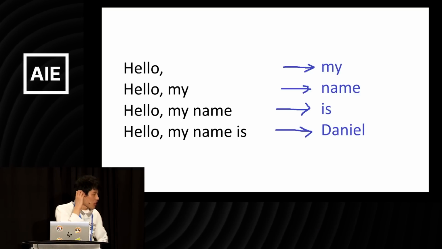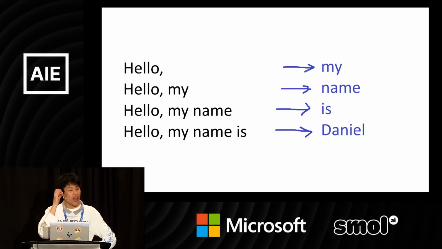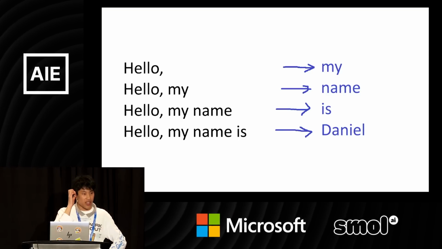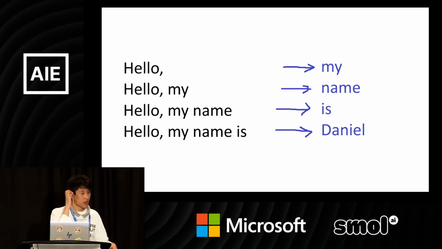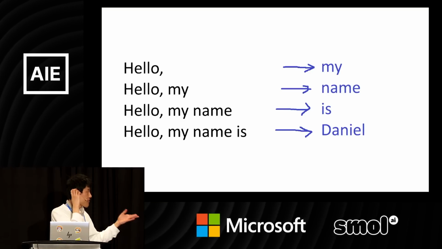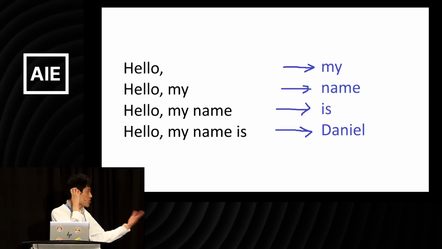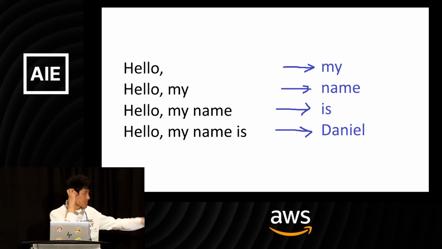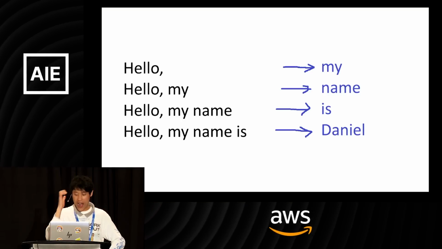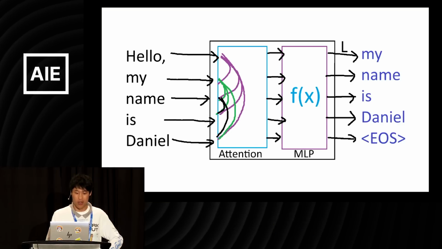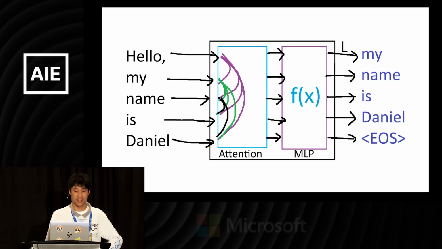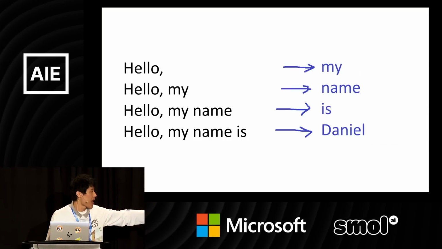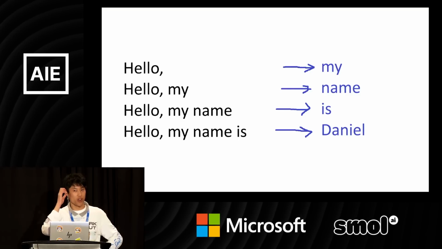Now, another question I always have is, why is training language models not O of n cubed? Given the word hello, you're predicting my. Now we have hello my, you're predicting name. Then you have hello my name, and you're predicting is, and so on. Shouldn't this be the training data? Why is the training data just hello my name is Daniel EOS? This is the training data that you actually see. Why is it not this? Does anyone know why?